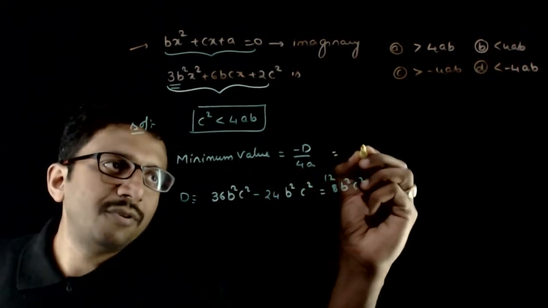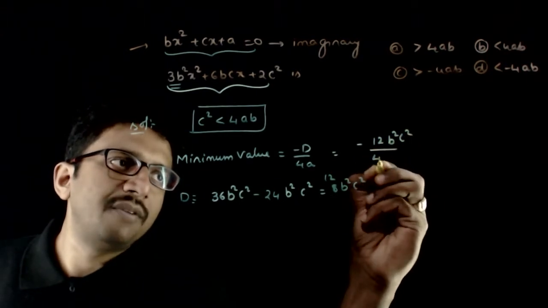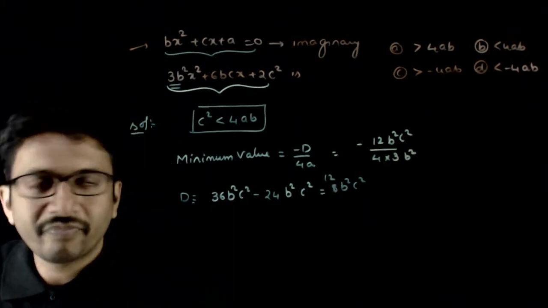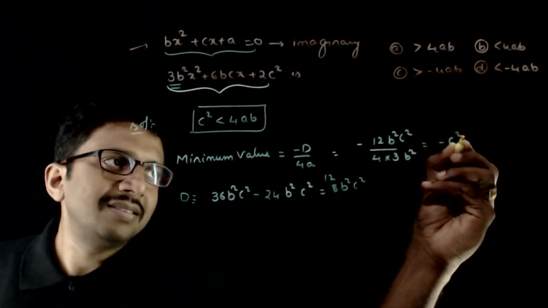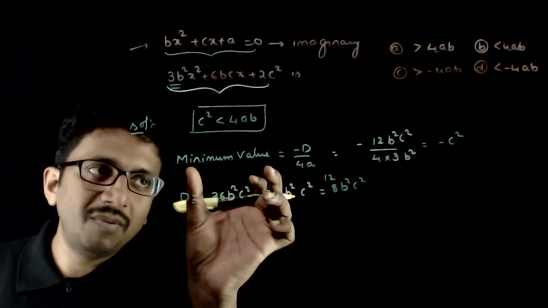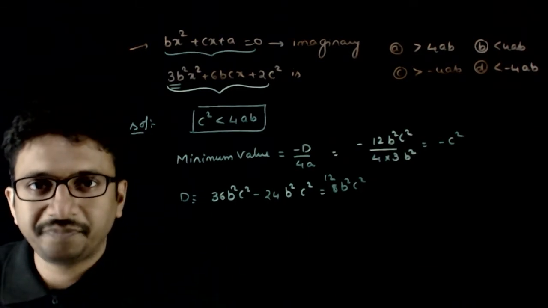And what is minus d by 4a? Minus of 12b square c square by 4 times 3b square. That is equal to minus c square. So the minimum value of this expression is always equal to minus c square.